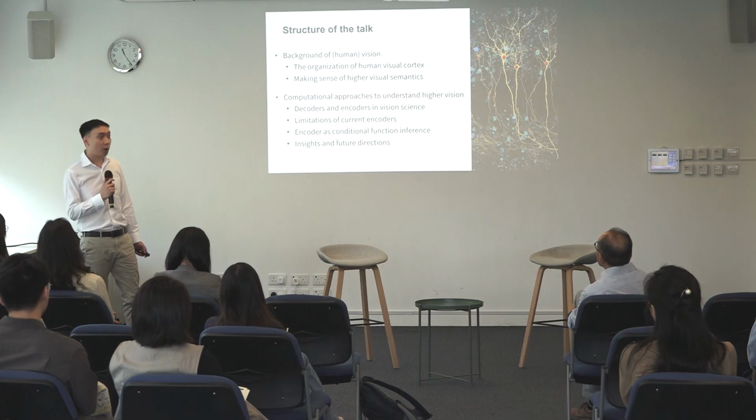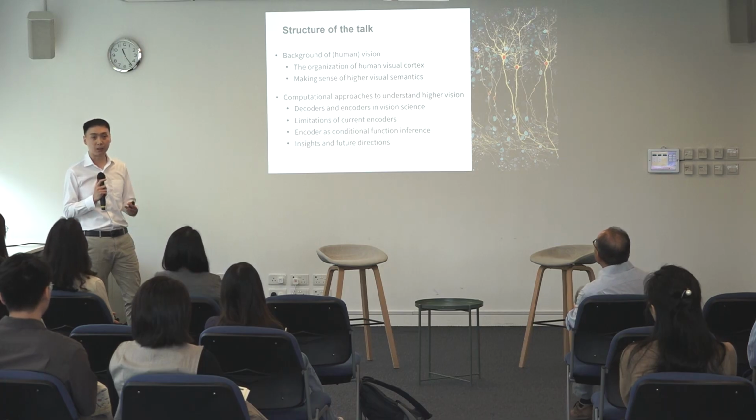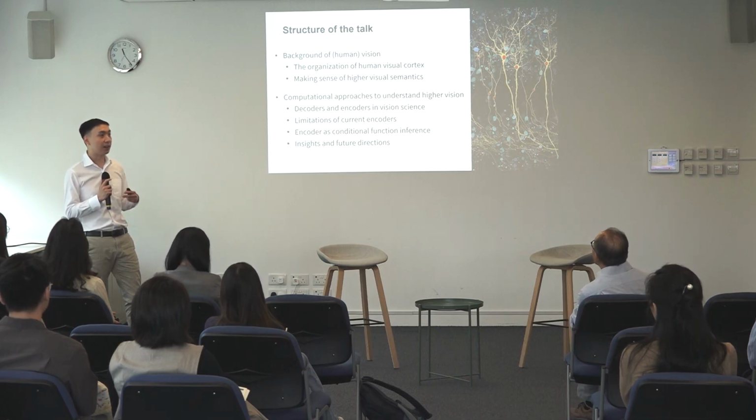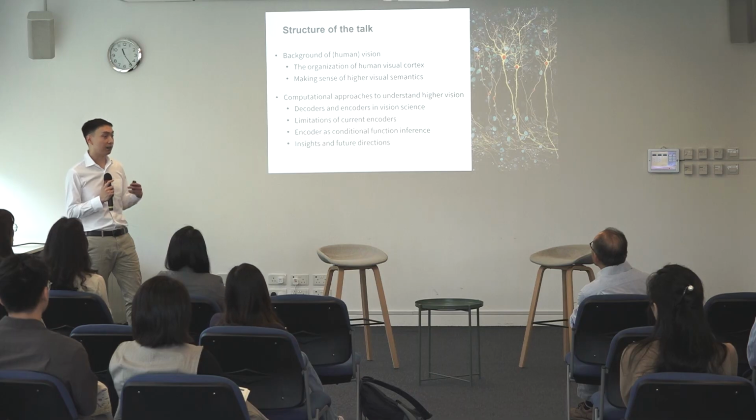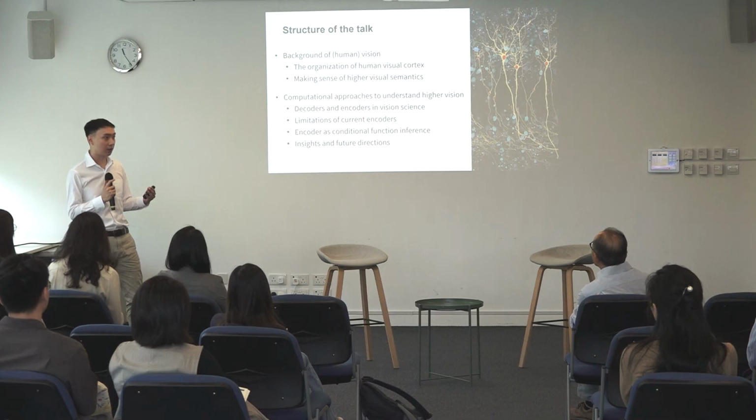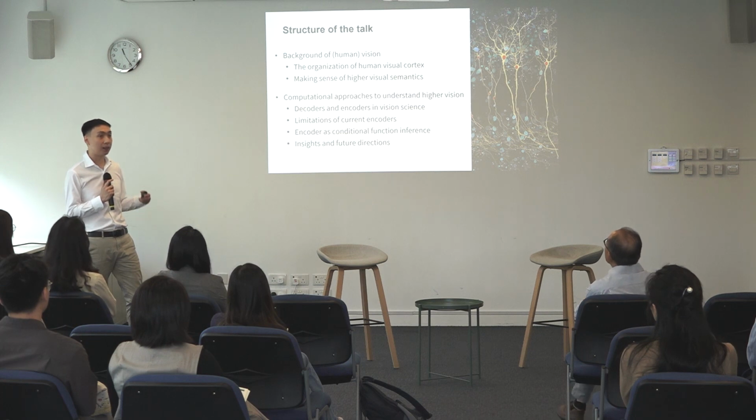Today, I'm going to talk about how humans perceive and understand the world through vision, through light, and how we can understand higher visual semantics in the brain. Then I will talk about computational approaches to understanding higher vision in the context of decoders and encoders in vision science, the limitations of current encoders, and how we can design encoders as conditional function inference. And finally, I will quickly discuss some insights and future directions.